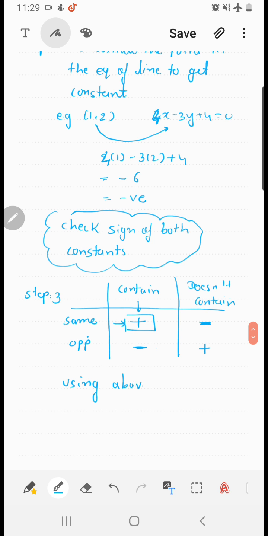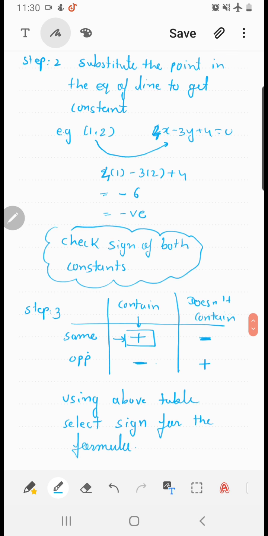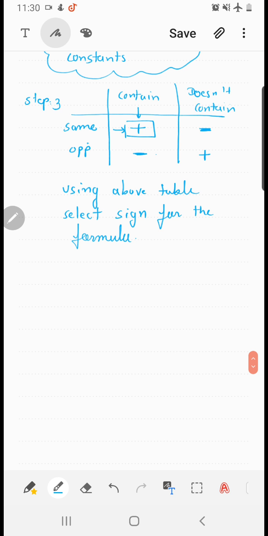Using the above table, select the appropriate sign for the formula. Okay, so this is the basic way of finding it. Now you will get a better idea when we solve a sum based on this. So let me take a question where we talk about containing a point.